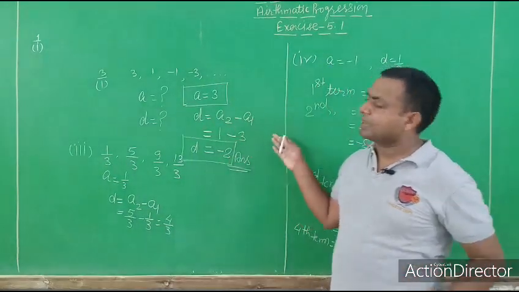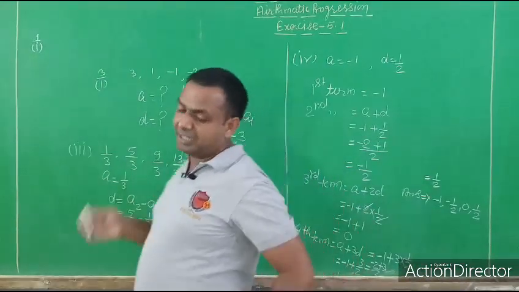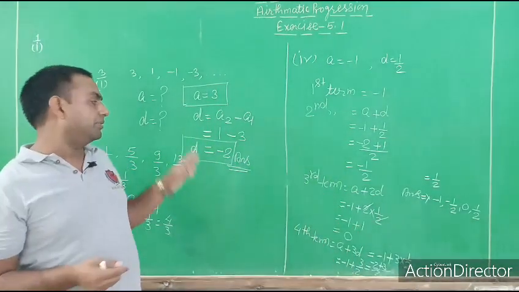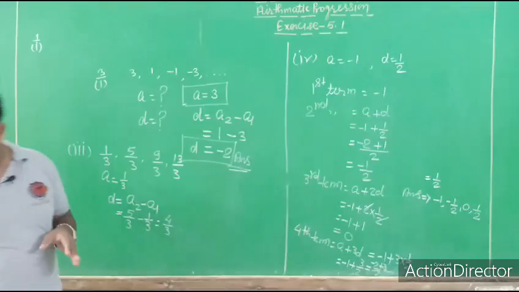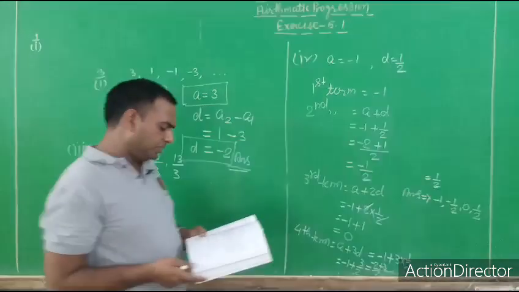So if this type of question is given, you solve it like this and you find the first term and common difference of the arithmetic progression. I think all of you understood.